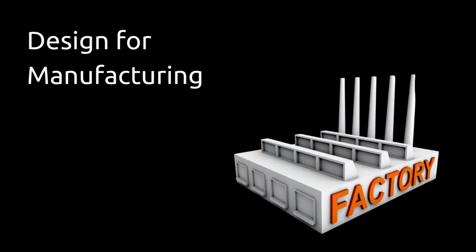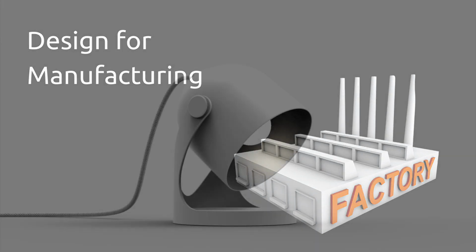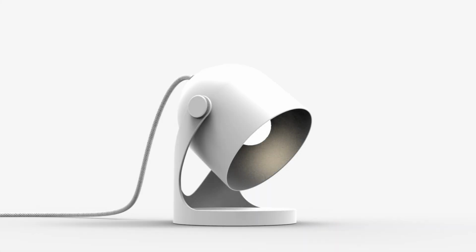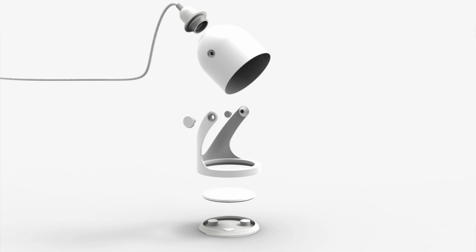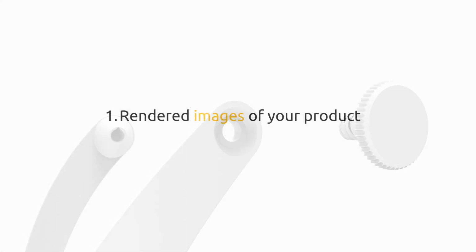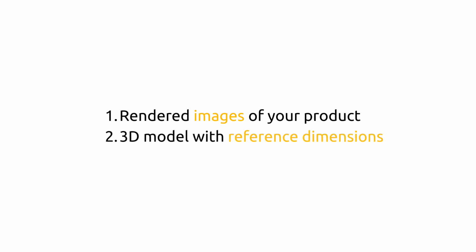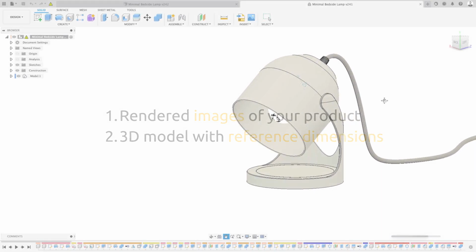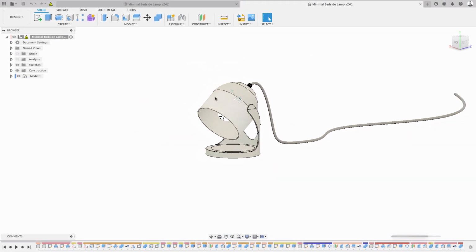The starting point of the design for manufacturing work that you will be doing now will be the renderings of your product concept. So these ones are the same ones that you use to validate your product concept with potential customers. Then the second thing that you need is a 3D model with accurate major dimensions of your product. And the good news is that if you have rendered images, that means that you also have a 3D model already that your designer used to create these images.